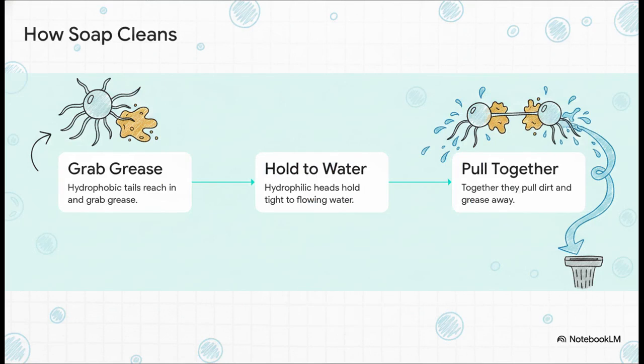So the crucial point here is seeing how this microscopic trap gets your hands clean through a beautifully simple, highly coordinated three-step sequence. Step 1, the hydrophobic tails reach in and grab tightly onto the grease. Step 2, the outward-facing hydrophilic heads hold tight to the flowing tap water. Step 3, together they pull. It is exactly like a tiny, coordinated tug-of-war team. Because the entire outside of this micelle structure loves water, the flow from your tap can effortlessly sweep the whole shebang, grease, dirt, and all, right down the drain. The enemy has been grabbed, bagged up, and completely dragged away.